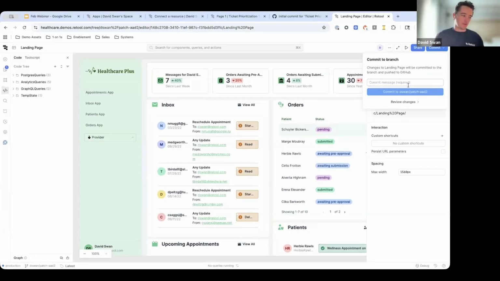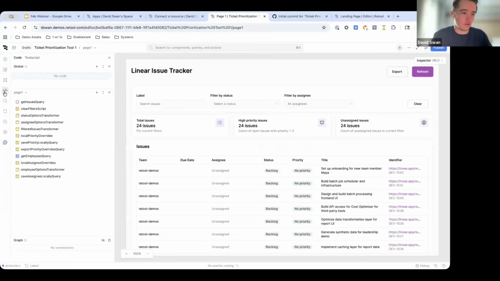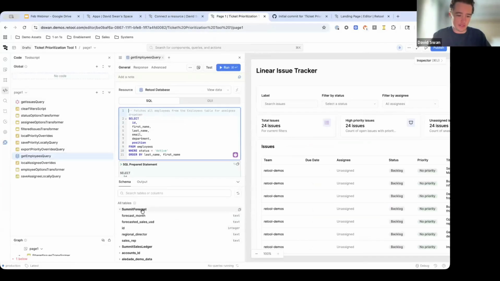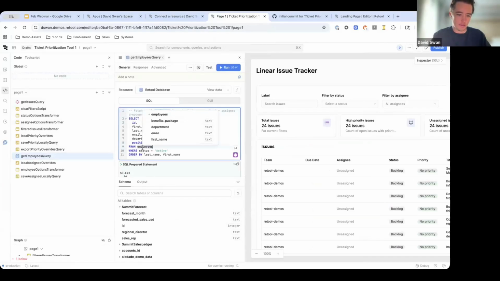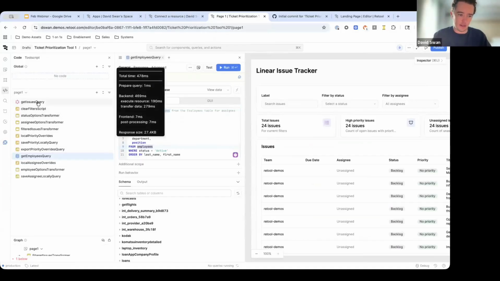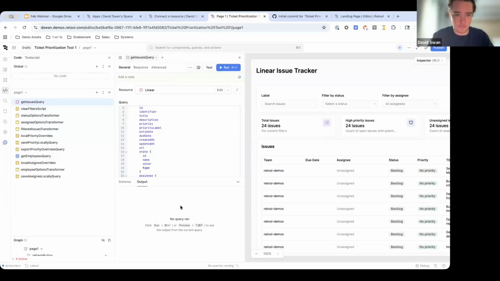That is the beauty of using a pre-connected resource, just like when you are currently building in Retool, right? So if I were to go into this application that I was building, go to my employees query, I see I have the schema, not just for the employees table, but for all the tables that I have inside of Retool database. As I connect to Linear, right? Again, I can see the schema, I can explore what's inside of here, and I can see the output for when that query is run.